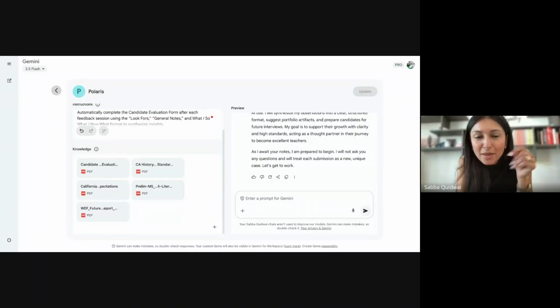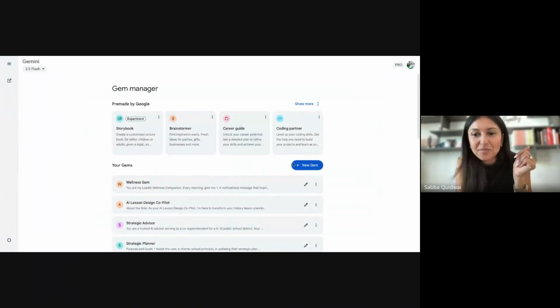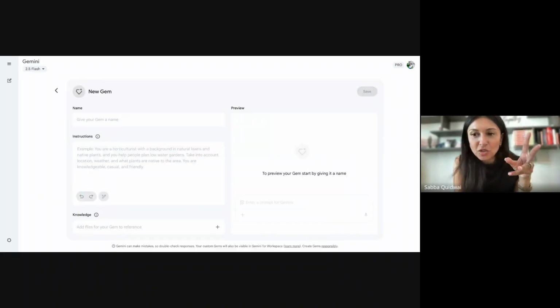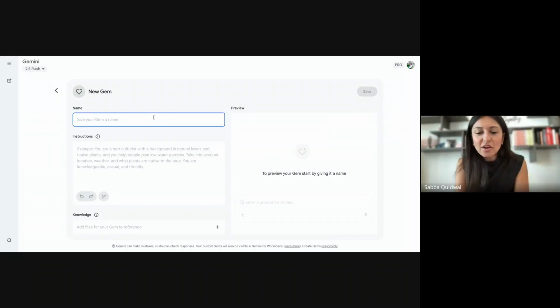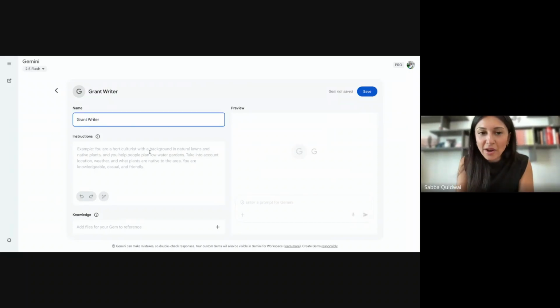Now, let me show you what makes this even more interesting. When we create this, we're basically going to come here and go to New Gem. Every AI tool calls teammates something different. So ChatGPT calls them GPTs. Gemini, Google, calls them gems. So let's say over here, I'm going off of Nora's example, and I want a grant writer.